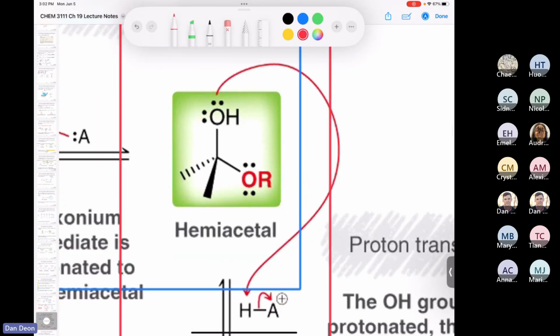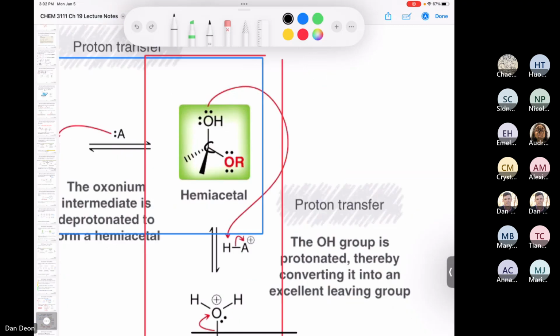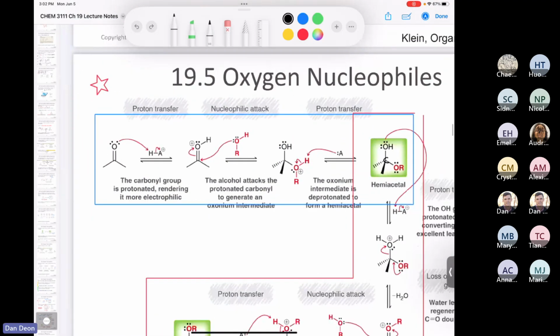Notice that the hemiacetal, on this carbon, you have an ether here, carbon, oxygen, carbon, but then you also have an alcohol. So it's like you have an alcohol and an ether on the same carbon, right? An acetal was like two ethers. A hemiacetal is like an alcohol and an ether. So let's take a look at the reaction.